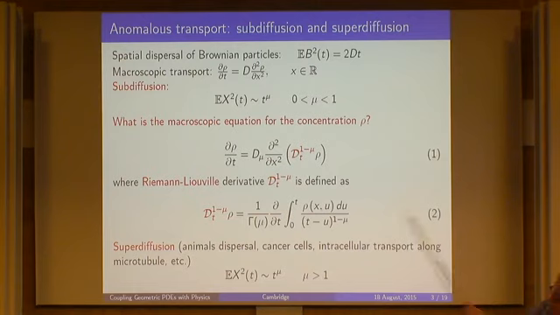Also, there is superdiffusion. If this anomalous exponent mu is greater than 1, we call it enhanced diffusion because the propagation is faster. We call it superdiffusion. And again, there are a lot of examples from biology: cancer cells, intracellular transport along microtubules inside the cell, animal dispersal obey this law in many, many cases. There is a lot of review, and I will show you just two examples, like anomalous dynamics of cell migration.